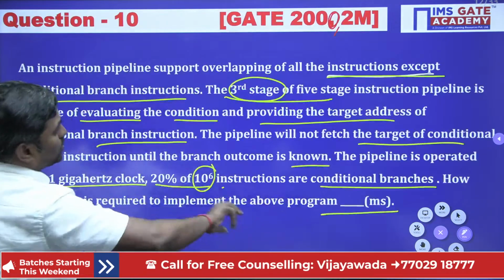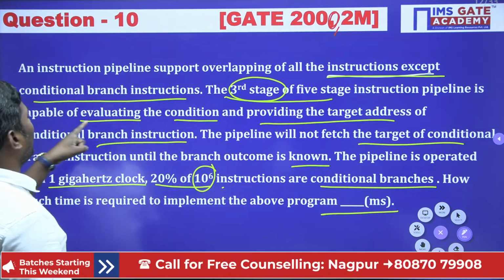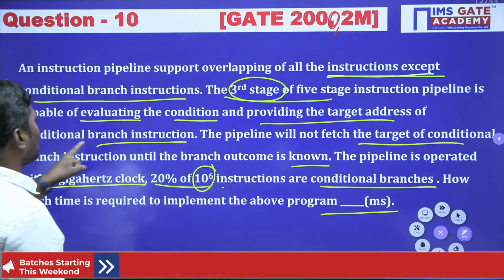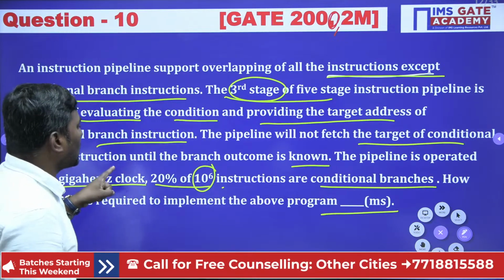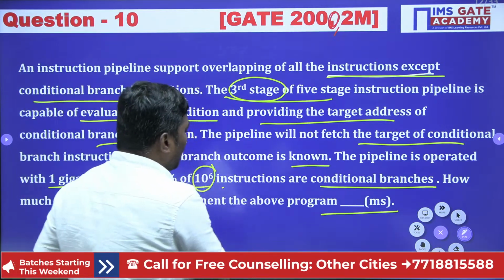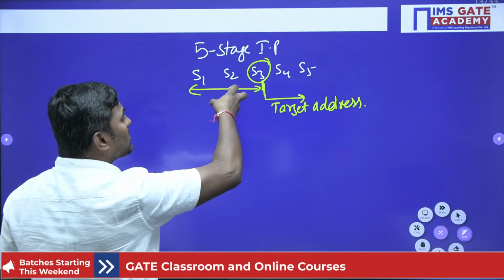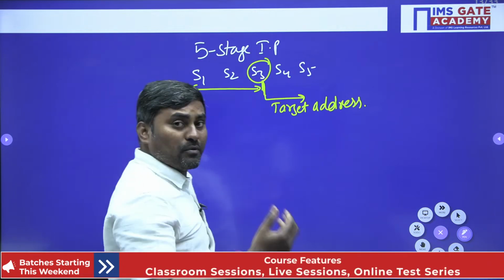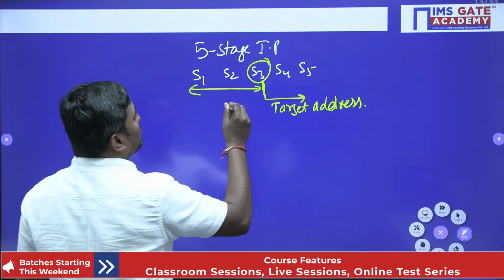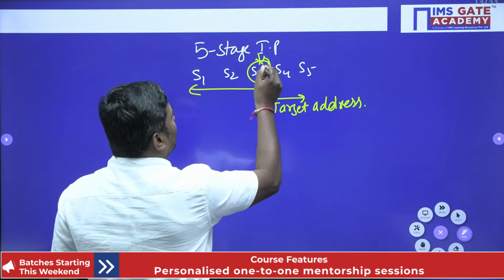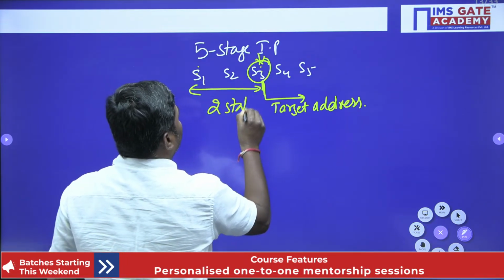So what you can also read here, they said the third stage of the 5-stage instruction pipeline is capable of evaluating the condition and providing the target address of the conditional branch instruction. The pipeline will not fetch the target of the conditional branch instruction until the branch outcome is known. So only at the end of this will the address come, and then it will fetch. Other sequential instructions might be fetched, and we need to flush them out. How many stalls are going to be wasted? 3 or 2? It's simple. Whatever stage is providing the address, that stage minus 1. So 3 minus 1 is 2 stalls that are going to be wasted.